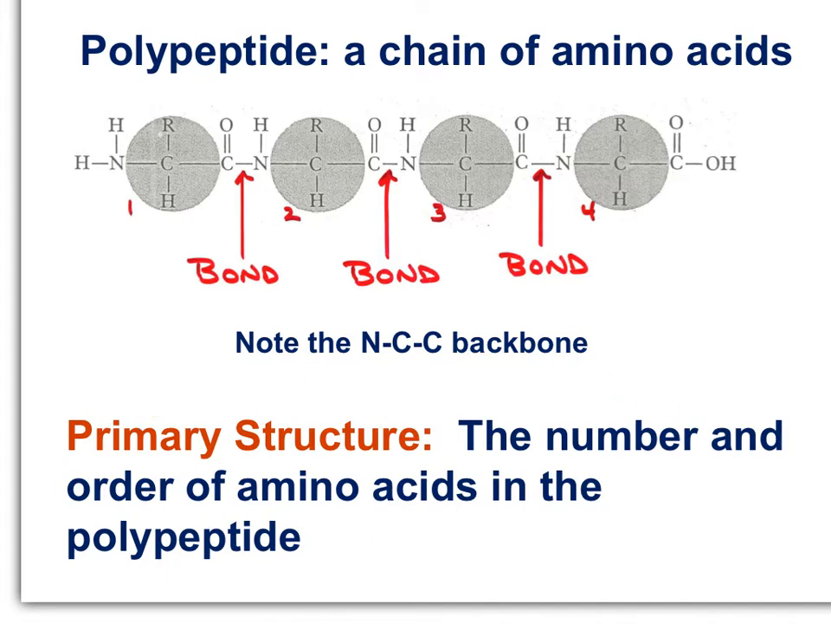What's interesting, and something you should keep in the back of your mind at this point, is that the sequence of amino acids in a polypeptide is determined by the DNA of an individual. We will look at this relationship carefully later in the course.